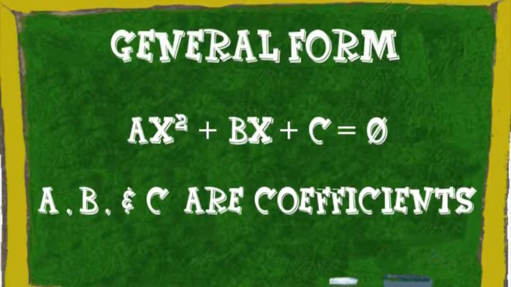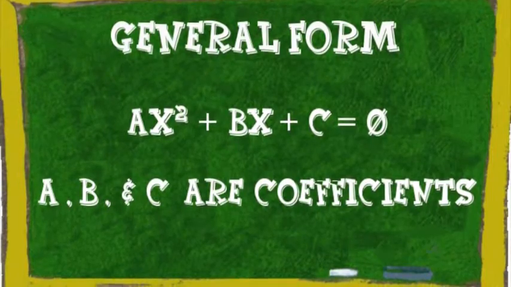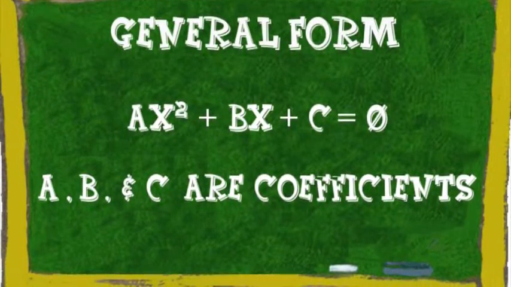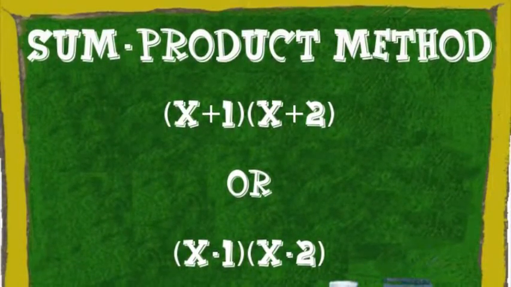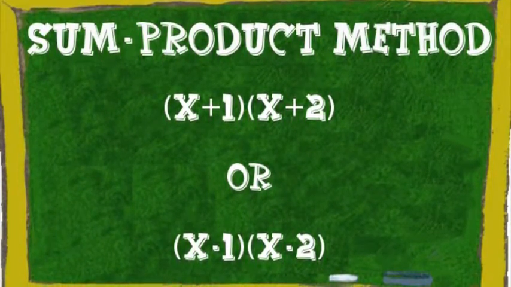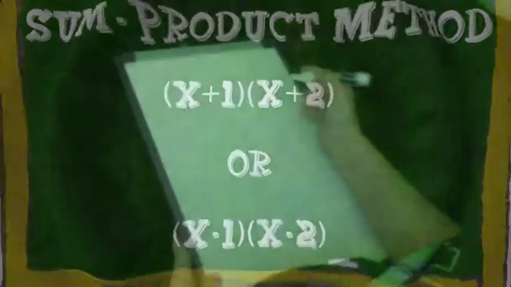Quadratics in the general form are ax squared plus bx plus c equals 0, where a, b, and c are coefficients. The sum product method is a factoring method, and you'll be left with x plus 1 times x plus 2, or x minus 1 times x minus 2.